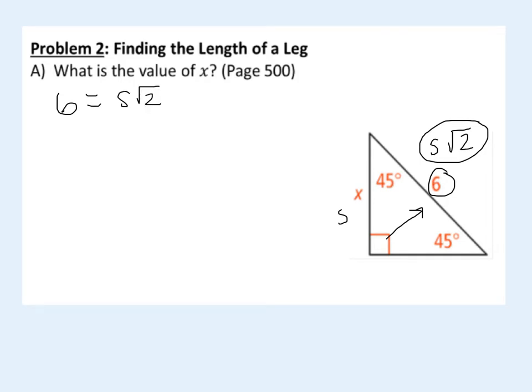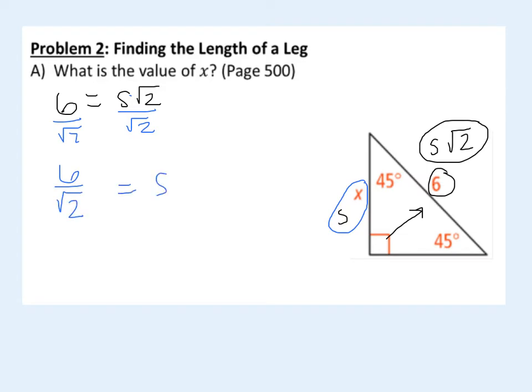And x, if I look here, is equal just to S. So I want to get the S by itself. So in this case, this is multiplying, so I have to divide by square root 2 on both sides. So now I have 6 over square root 2 is equal to S.